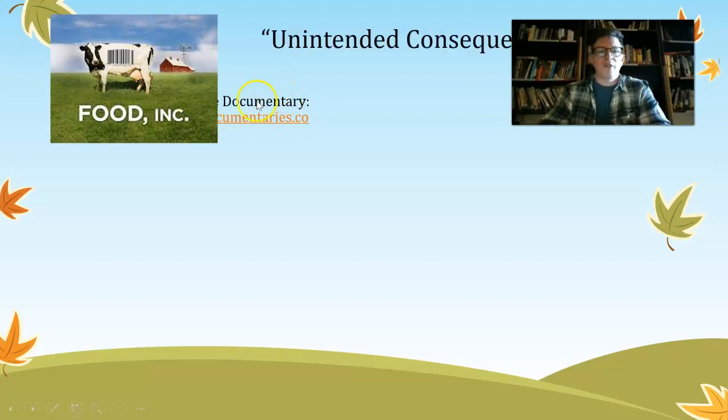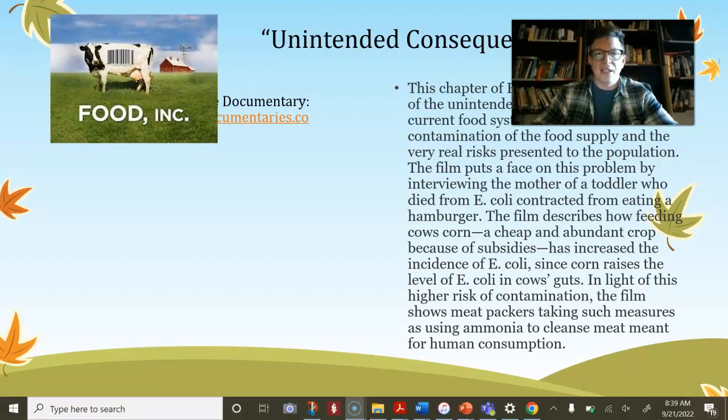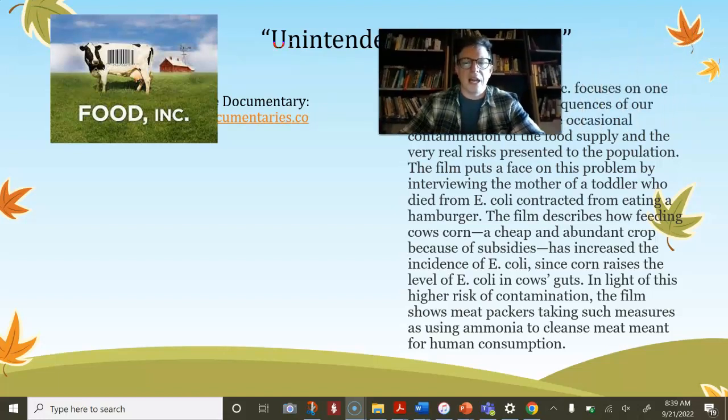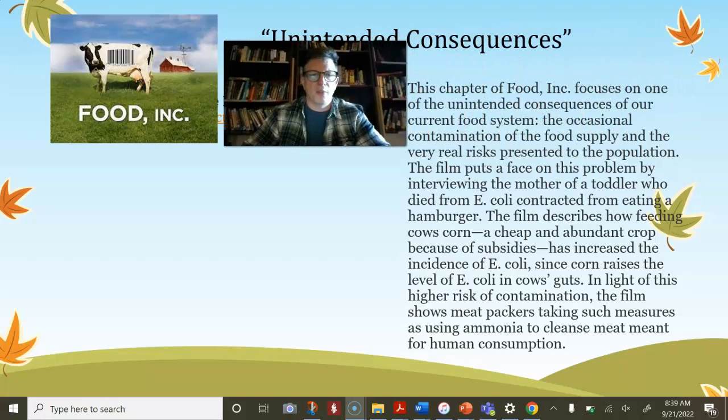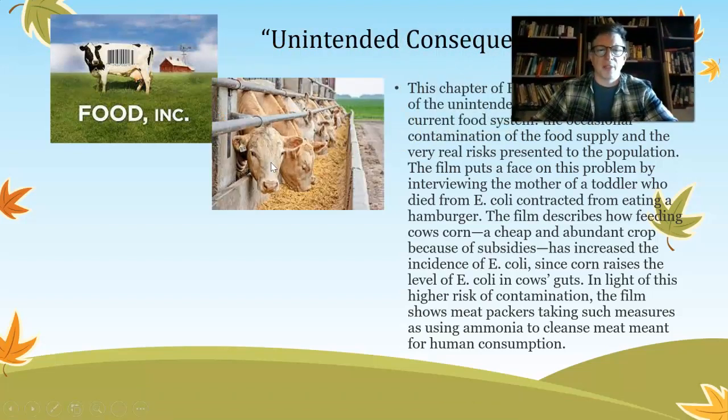There's a chapter of this documentary called Unintended Consequences. It talks about the unintended consequences of our current food system. Essentially, the chapter talks about how corn is fed to cows. Corn is fed to cows because corn makes cows fat.